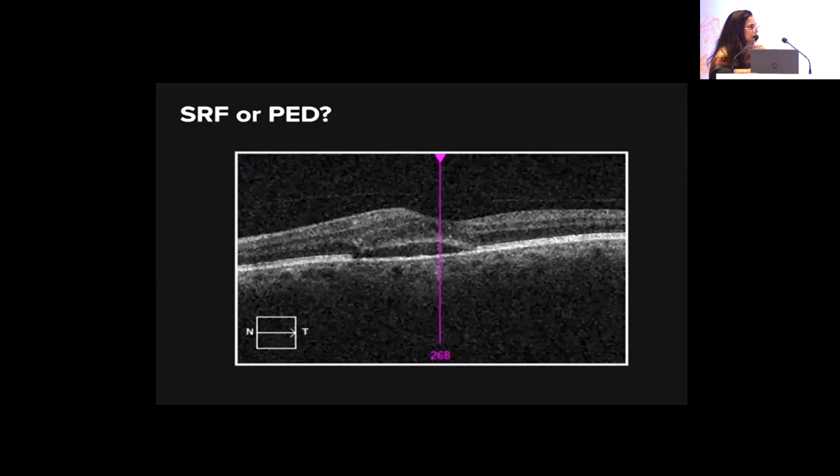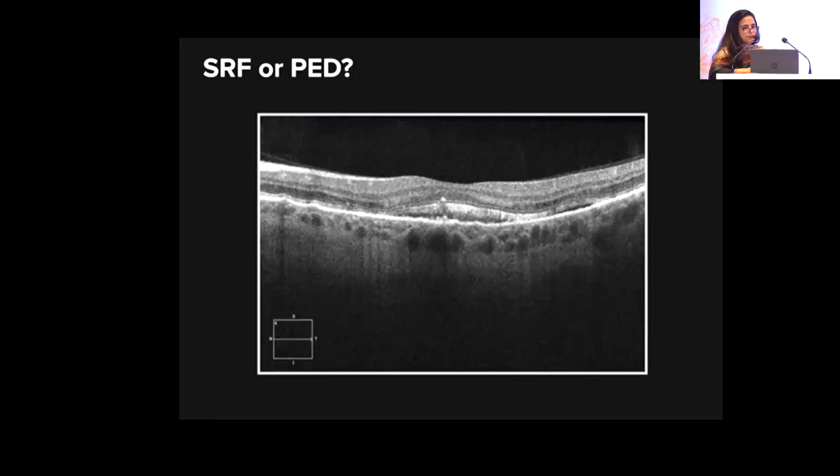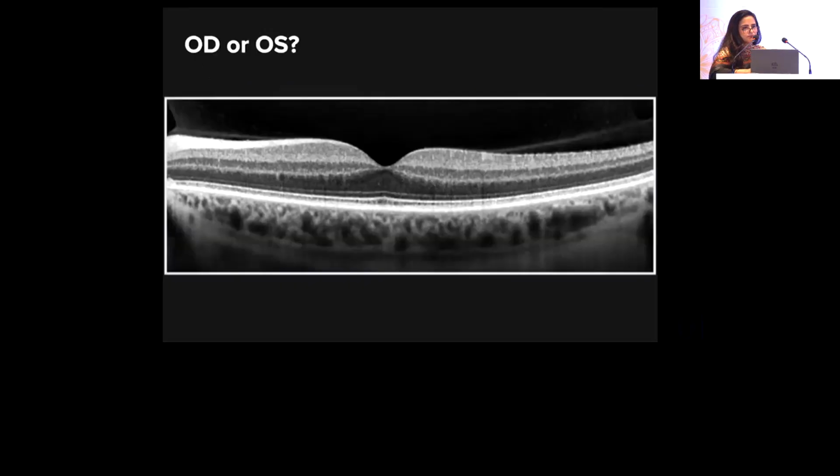Subretinal fluid because the RPE is intact over here. This one? This is subretinal because you see the RPE is intact, and here this is subretinal, and this is some hyperreflective material here under the retina.